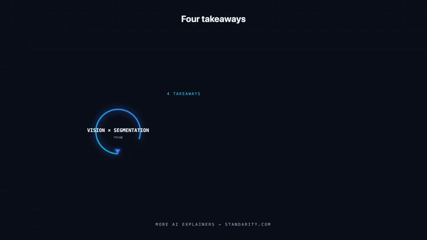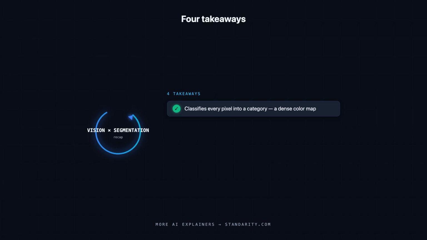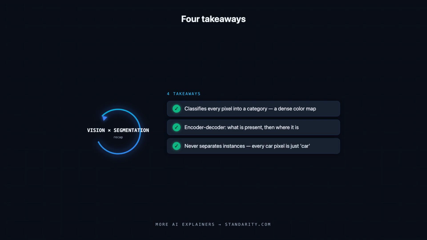Alright, let's lock down the essentials worth carrying away from this one. Semantic segmentation classifies every pixel of an image into a category, producing a dense, color-coded map instead of just a label or a bounding box. The workhorse architecture is the encoder-decoder. An encoder captures what is present, a decoder restores where it is, and skip connections recover fine boundaries. Because it never separates instances, it powers anything where precise boundaries matter, from self-driving and medical imaging to satellite maps and background removal.